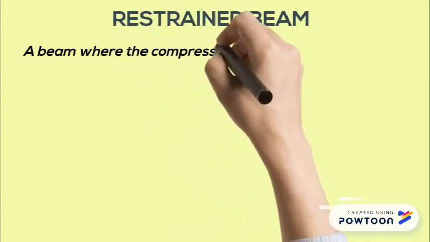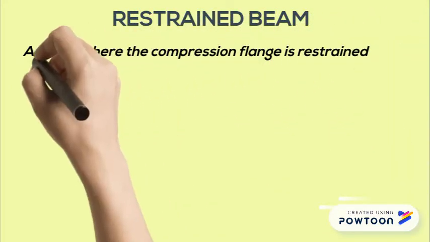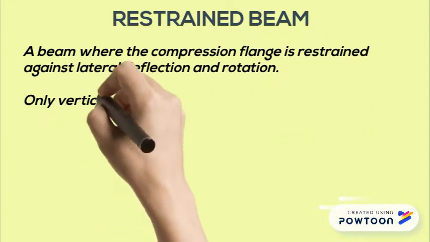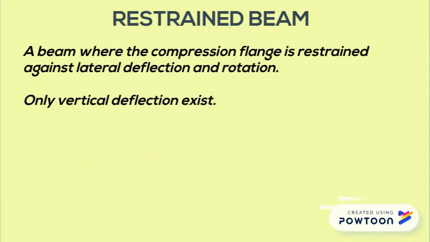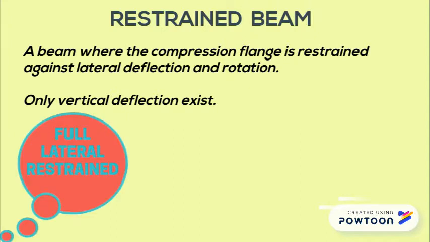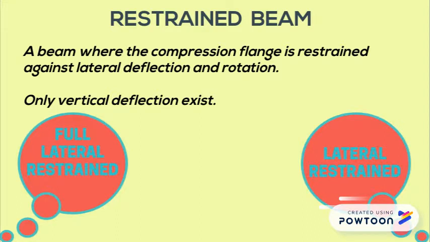First, let us go through restrained beam. A restrained beam is a beam where the compression flange is restrained against lateral deflection and rotation. In a restrained beam, only vertical deflection exists when subjected to load. The restrained beam can be categorized into two. First, full lateral restrained beam. And second, lateral restrained beam.